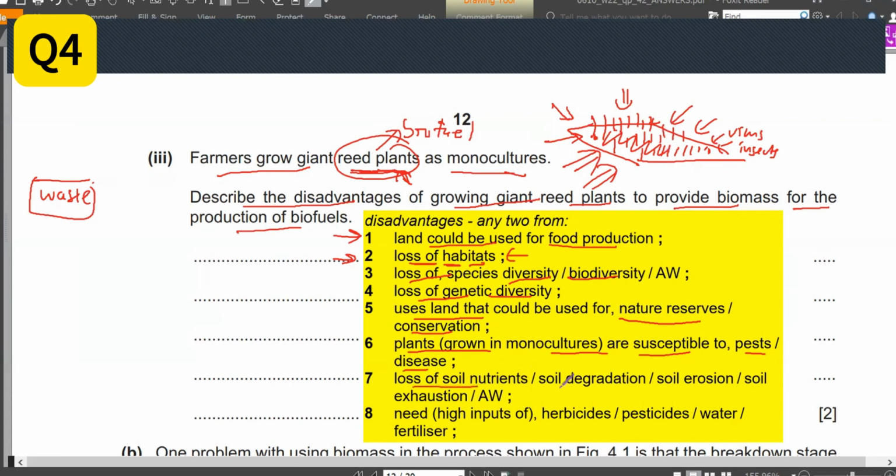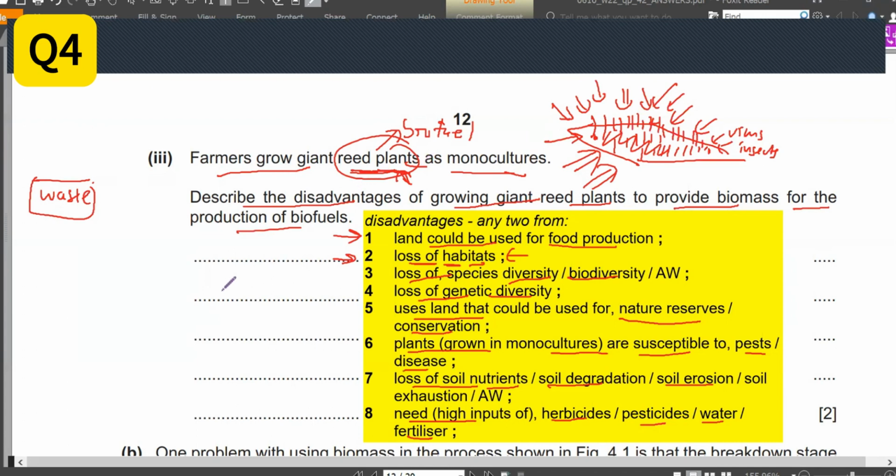Loss of soil nutrients, soil degradation, soil erosion. If we keep using the same plot of land for planting without taking care of it, the nutrients will be lost. And then we need to put a lot of chemicals into the land to maintain it. For example, we need high input of herbicide, pesticide, water and fertilizer to grow these reed plants. So that could be a high cost, or it could be a problem. It can cause pollution and other problems.